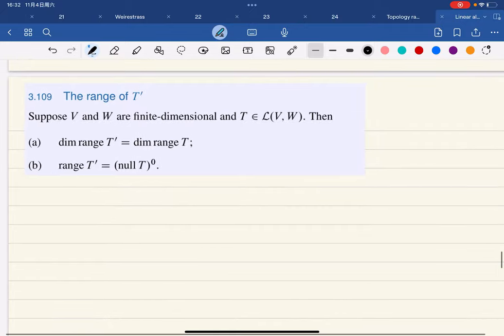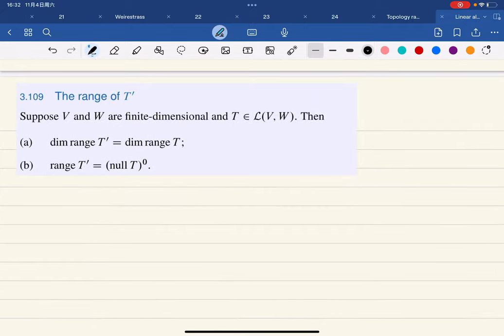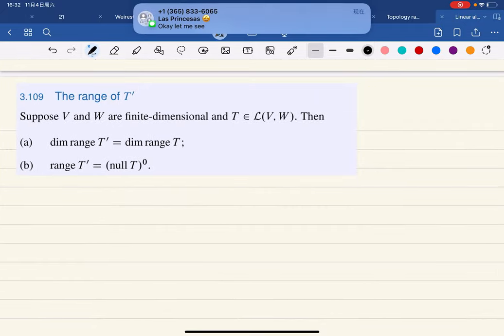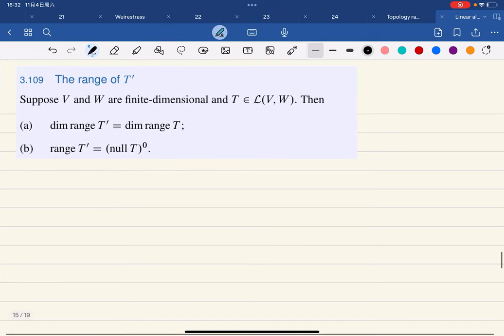We're good to go. Now, some properties of the range of T. Proof.